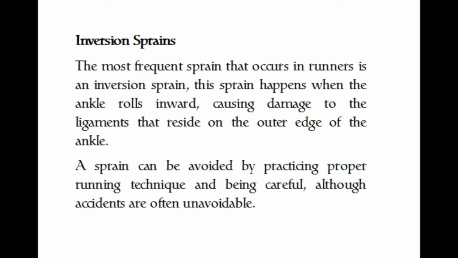Inversion sprains. The most frequent sprain that occurs in runners is an inversion sprain. This sprain happens when the ankle rolls inward, causing damage to the ligaments that reside on the outer edge of the ankle. A sprain can be avoided by practicing proper running technique and being careful, although accidents are often unavoidable.